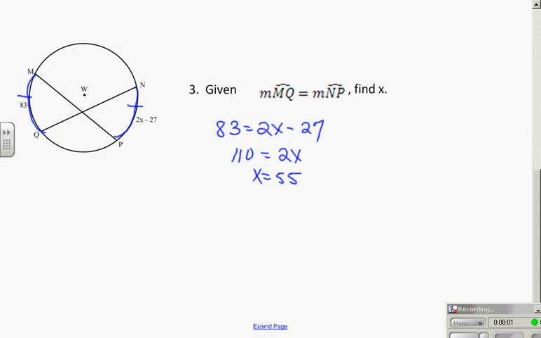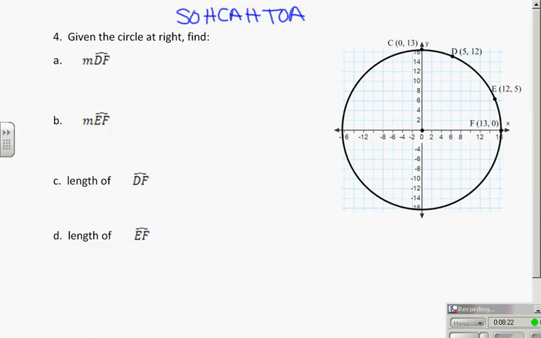Our last example is that given that the measure of MQ is equal to the measure of NP, find X. Well, the arcs are congruent from the given, so it's a matter of setting up a simple equation, adding 27 to both sides, dividing by 2.